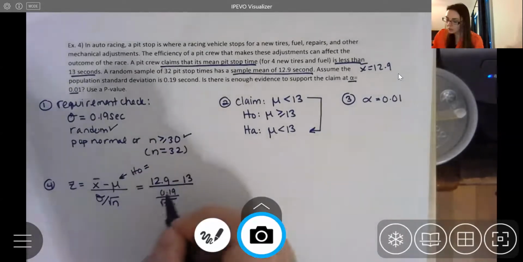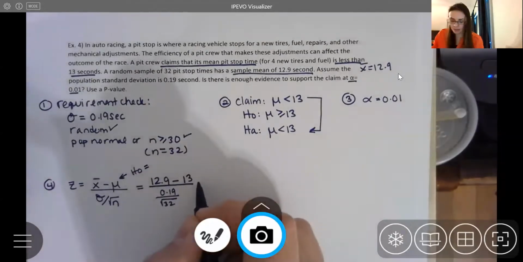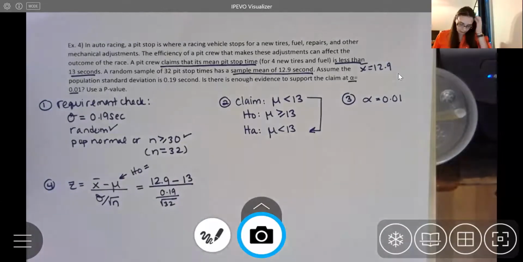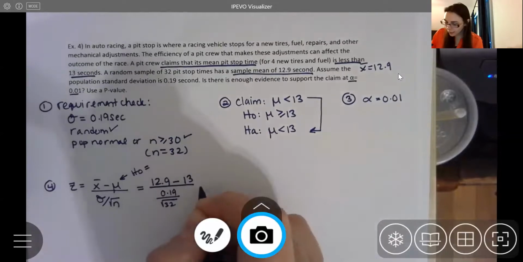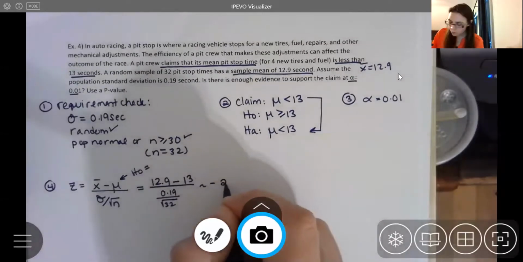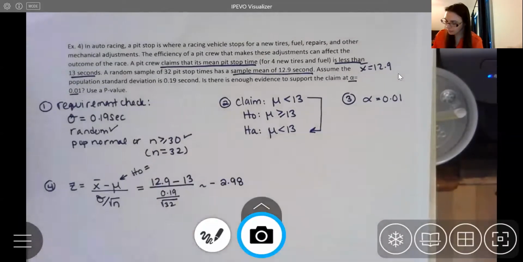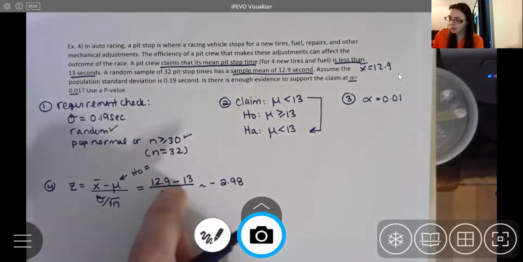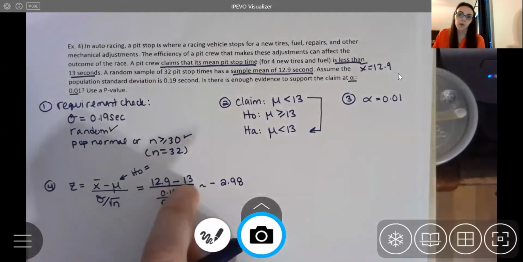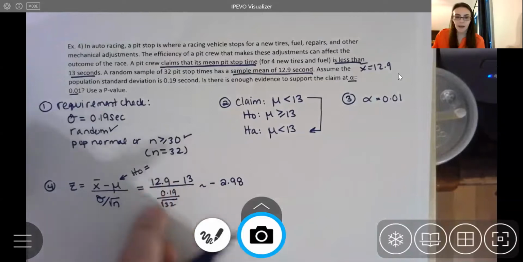Okay. So I'm going to plug this all into my calculator. And let's see. I get about negative 2.98. It is going to be negative because 12.9 minus 13 is negative 0.1, and then we divide that value by our denominator.